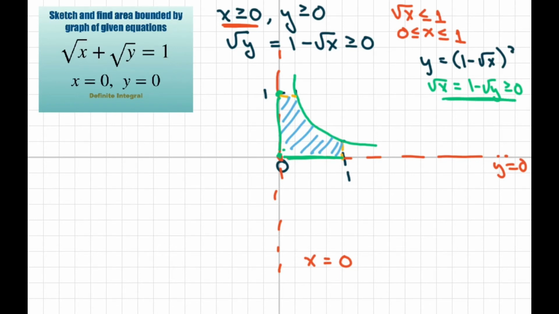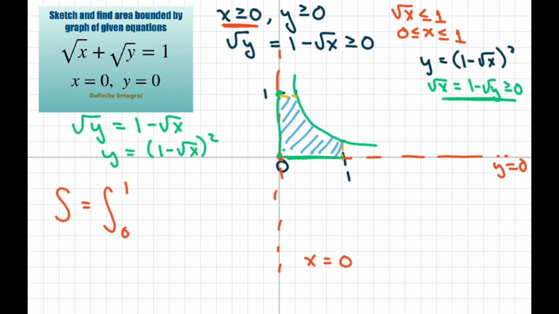So what we want to do is solve for y. If I solve for y, I have square root of y equals 1 minus square root of x. So y would just be, you square both sides, 1 minus square root of x, squared. So basically our area is going to be the integral from 0 to 1 of y with respect to x, which is the same as the integral from 0 to 1 of (1 minus square root of x) squared dx.